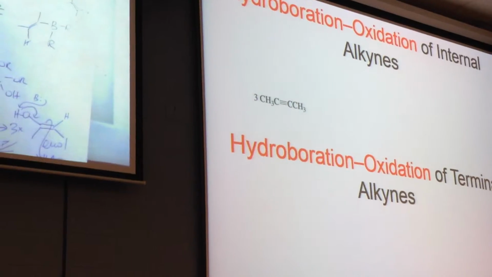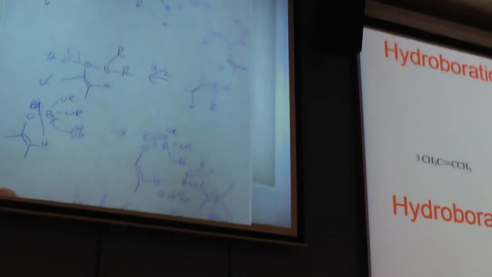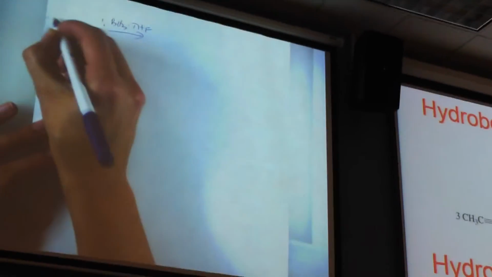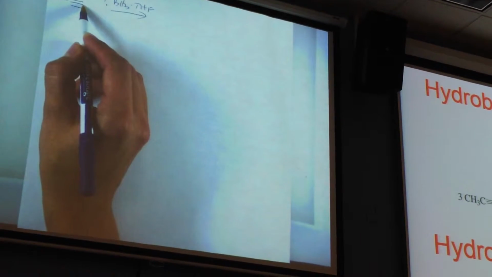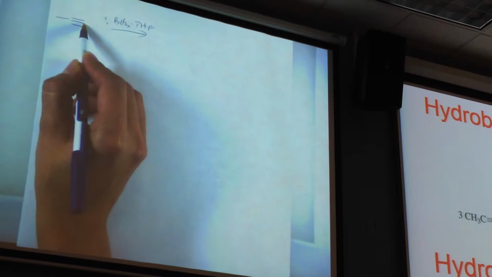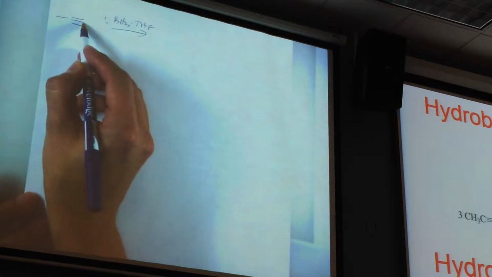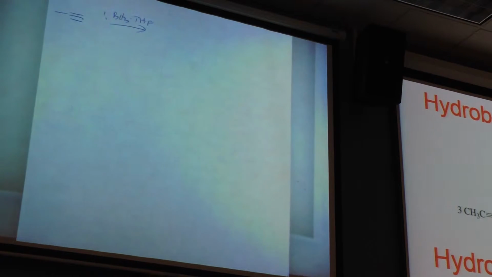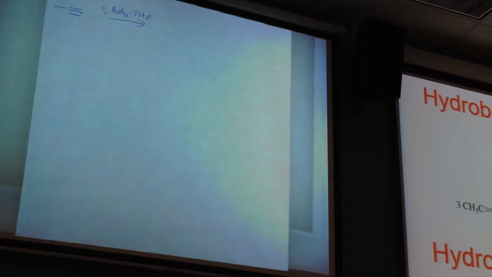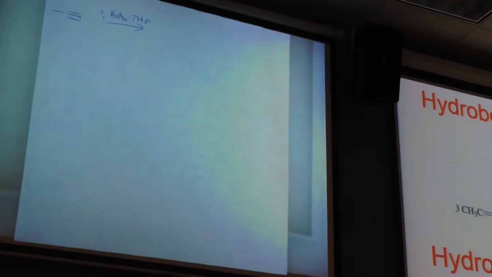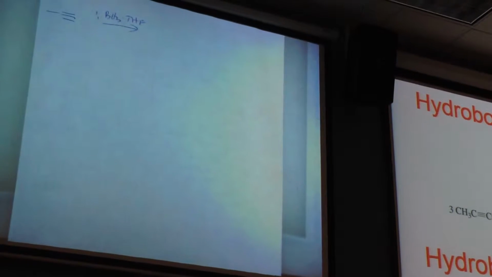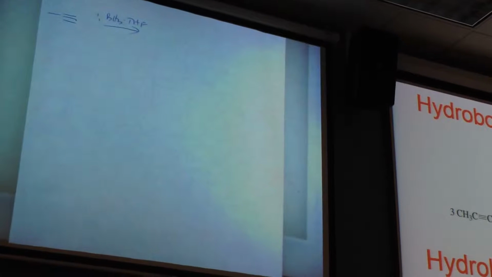Terminal alkyne means you have an alkyne functionality, but you don't have a carbon attached to it, meaning this carbon has a hydrogen attached to it, not a methyl group. So this is an example of a terminal alkyne, just like you can have a terminal double bond. Just like in a terminal double bond, the acidic water gives you the Markovnikov carbonyl, and BH3 with the terminal alkene gives you the anti-Markovnikov carbonyl.